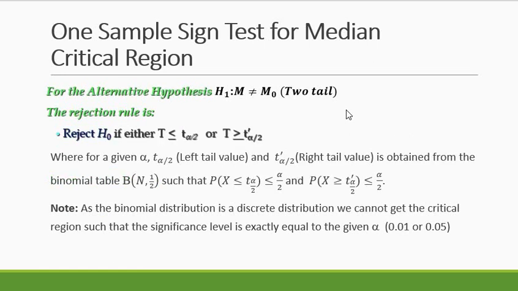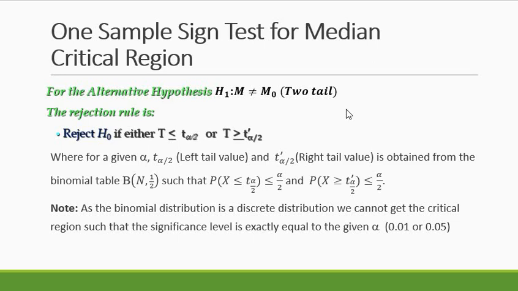Again, if the alternative hypothesis is H1: m not equal to m0, for two tails, we reject H0 if T is less than or equal to T alpha by 2 or T is greater than or equal to T dash alpha by 2. Or in other words, if the calculated T lies between T alpha by 2 and T dash alpha by 2, we accept the hypothesis.